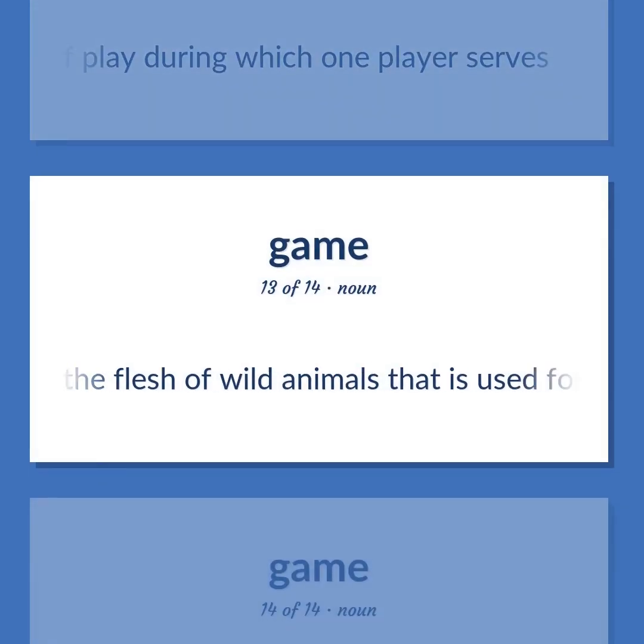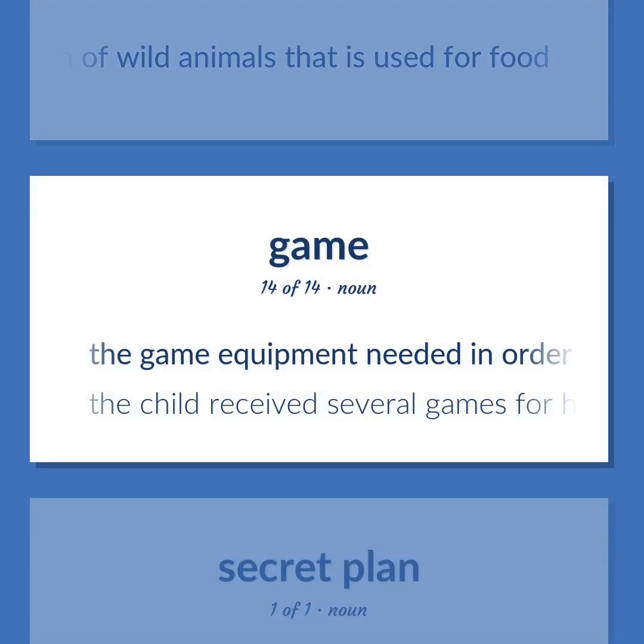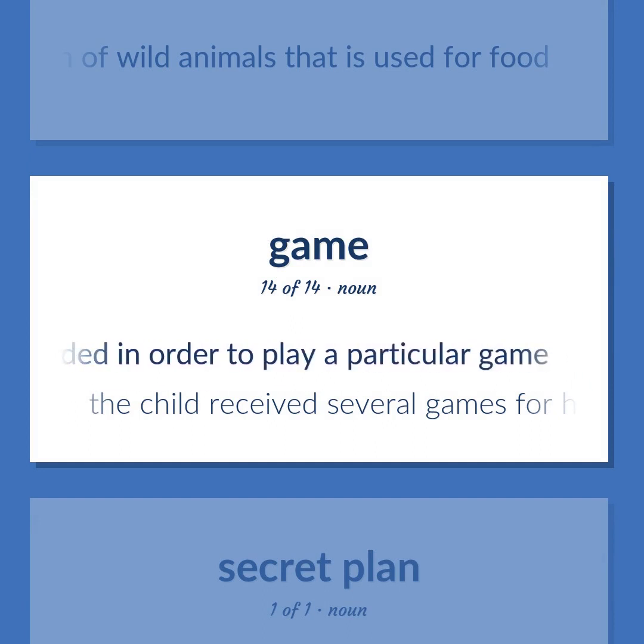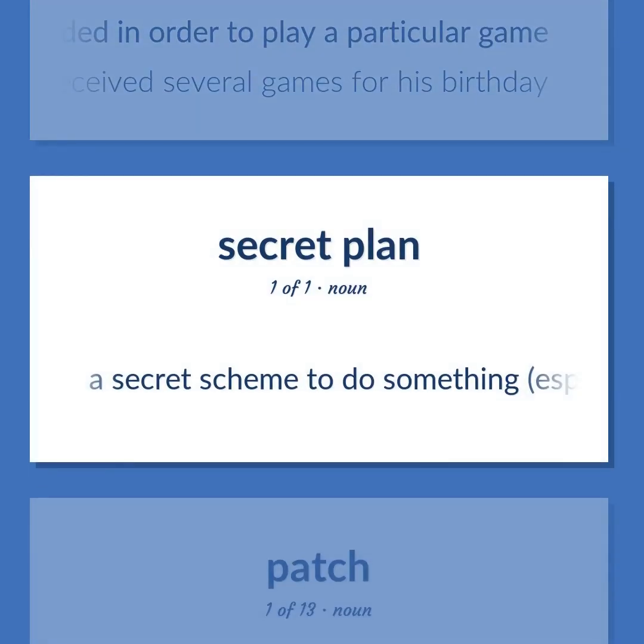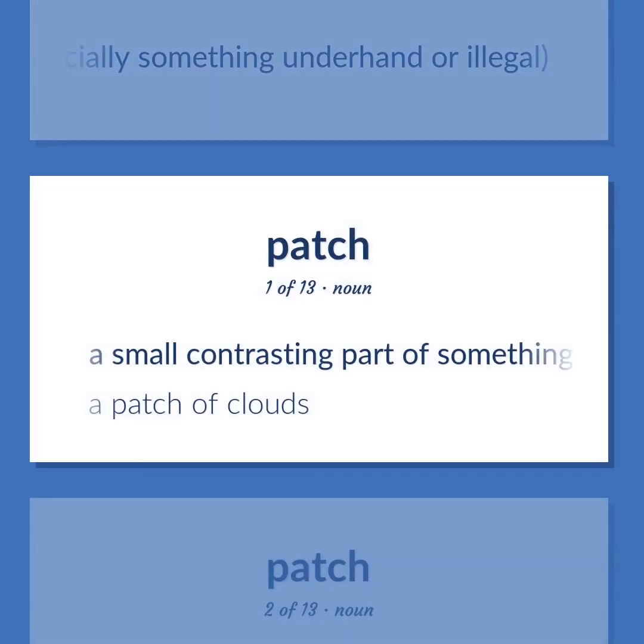The flesh of wild animals that is used for food. The game equipment needed in order to play a particular game. The child received several games for his birthday. A secret scheme to do something, especially something underhand or illegal. A small contrasting part of something. A patch of clouds.